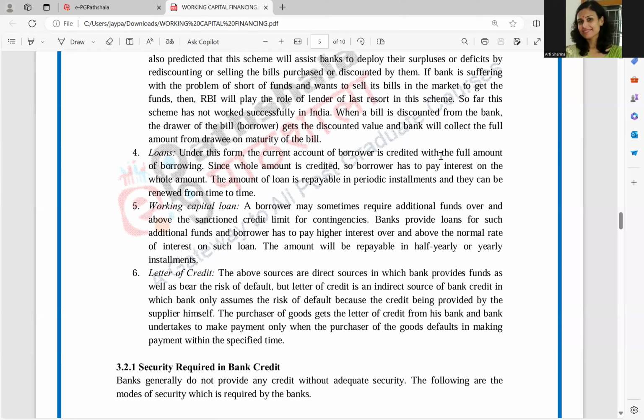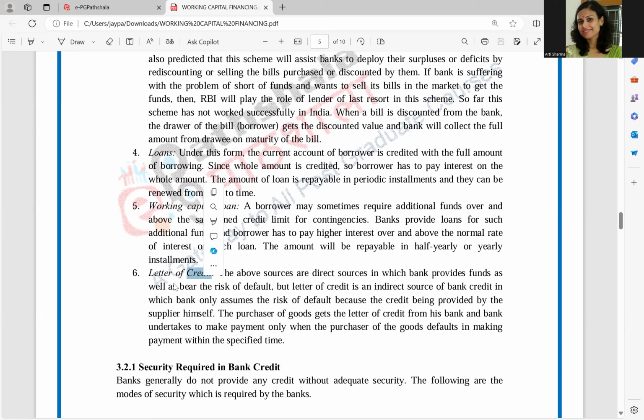तो बोरोअर क्या करते हैं, कभी कभी कुछ एडिशनल फंड्स भी बोरो करते हैं, कंटिजेंसी फंड्स, ठीक है, ओवर एंड अबव द करेंट अकाउंट लिमिट. एक सैंक्शन क्रेडिट लिमिट होती है कंटिजेंसी के केस में. And the banks provide loans for such additional funds, and the borrowers have to pay higher interest over and above the normal rate of interest on such loans. तो जहां तक आपकी क्रेडिट लिमिट है वहां तक आप नॉर्मल इंटरेस्ट पे करोगे, और ओवर एंड अबव दैट पर्टिकुलर लिमिट, when you extend the limit, you have to pay a higher interest rate. Then the next is the letter of credit.